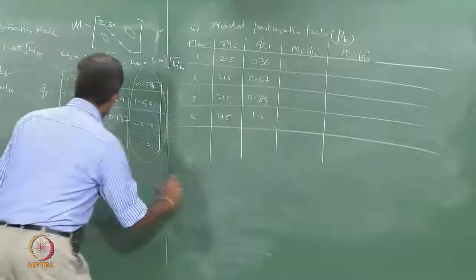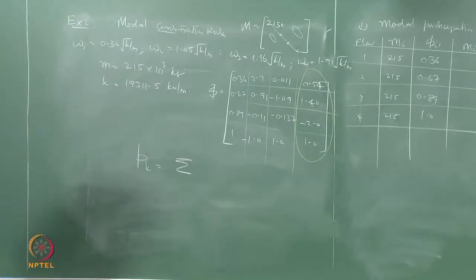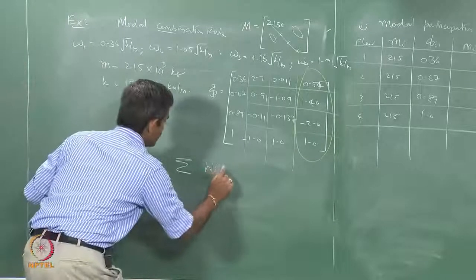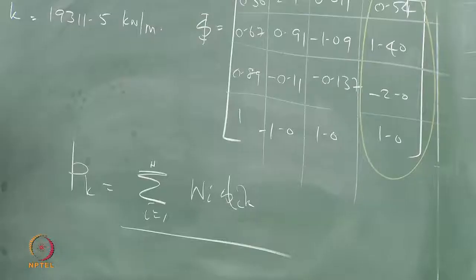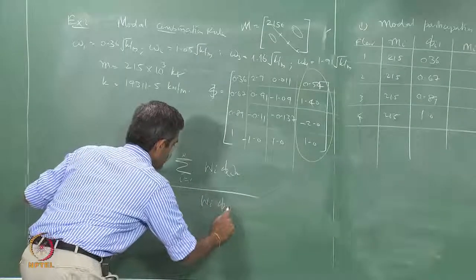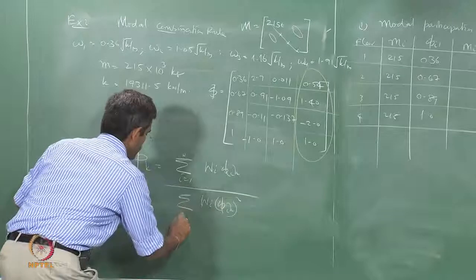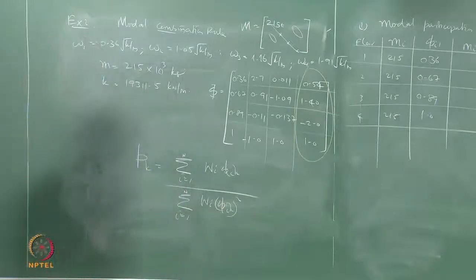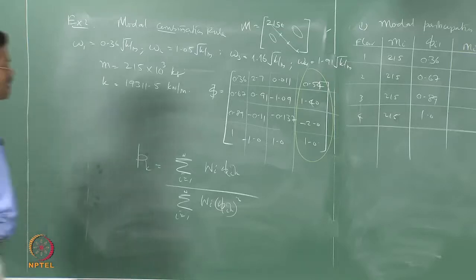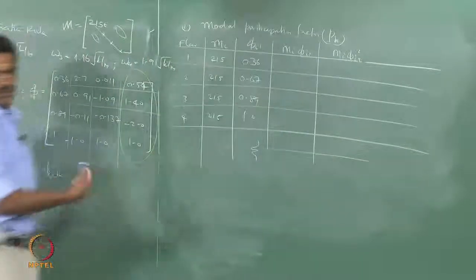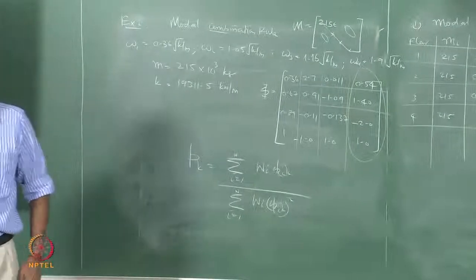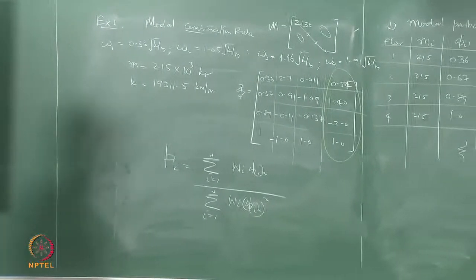Work out Pk, because Pk is given by the equation. Can you get me these values by multiplying simply, and summation of the ratio of these two will give me my P1. Can you find out this? What is P1?